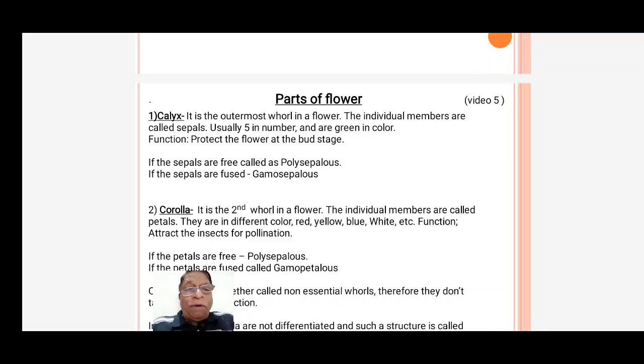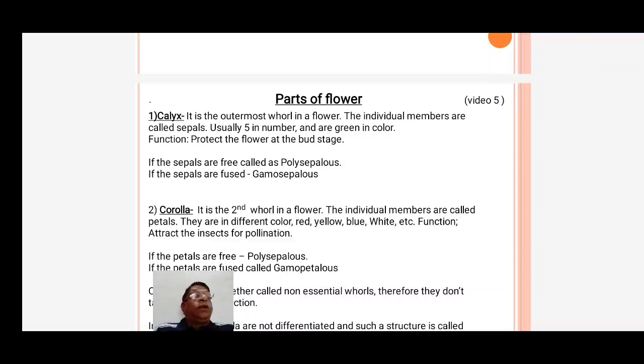Parts of flower. In our previous video, we have seen the flower, the definition of flower. Then the parts of a typical flower we have seen.